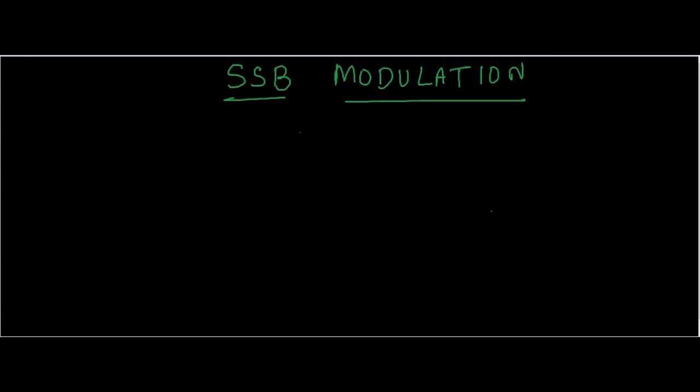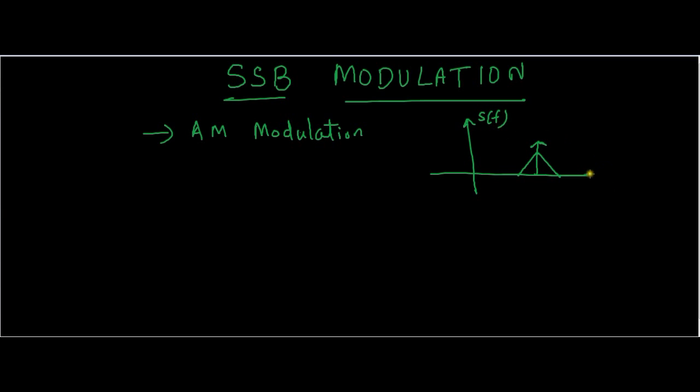In this video we'll be seeing about SSB modulation, which is used in communication systems. SSB stands for single sideband modulation. Till now we have learnt about AM modulation, and then we studied about the pros and cons of AM modulation. What we would do in AM modulation is we would send a carrier, and along with the carrier we would send our message signal. So this is the first set of modulation scheme which we encountered in communication systems.